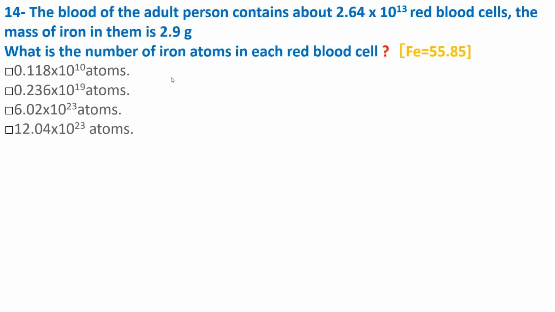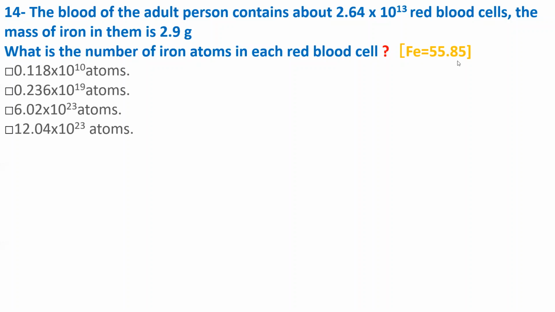Number 14, the blood of an adult person contains about 2.67 times 10 over 13 red blood cells. The mass of iron in them is 2.9 grams. It's a little number. This is due to hemoglobin. The shortage in iron causes anemia diseases. What is the number of iron atoms in each red blood cell?